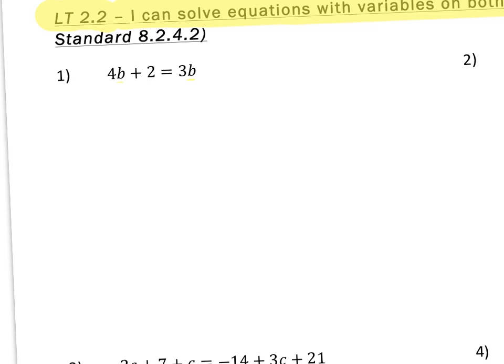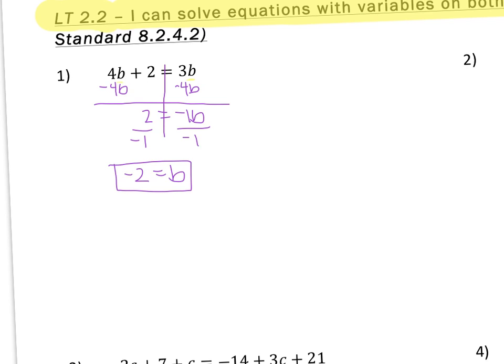What you want to do with these types of problems is get your variables over to one side and your numbers over to the other. So let's start off with moving this 4b over to the right side of the equal sign. Since it's a positive 4b, I'm going to do the opposite and subtract 4b from both sides of that equal sign. Those end up canceling out, so we're left with 2 is equal to 3b minus 4b, which is negative 1b. We don't have b by itself, so we're going to divide both sides by negative 1. We end up getting negative 2 is equal to b.